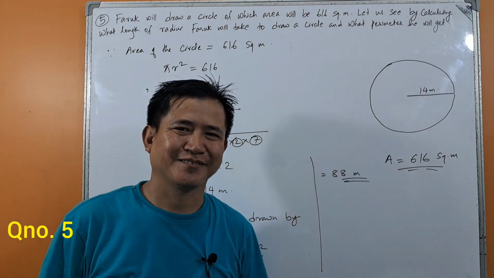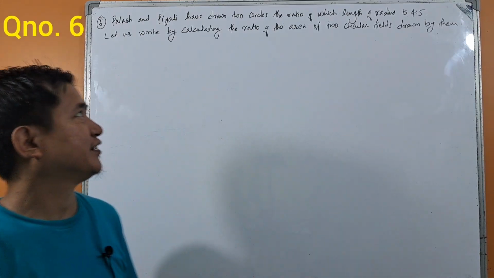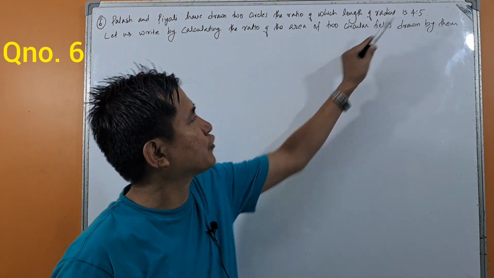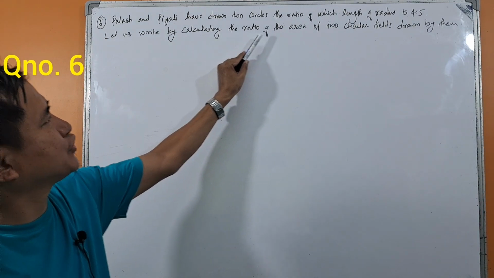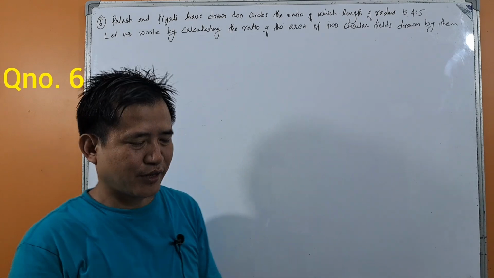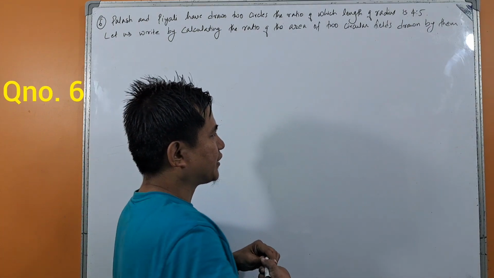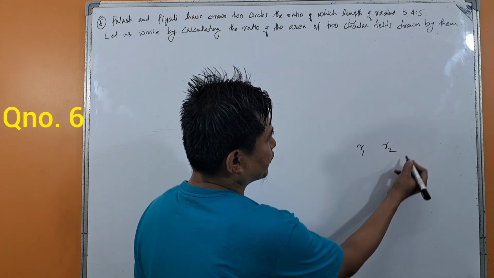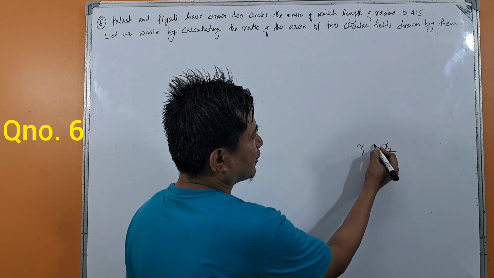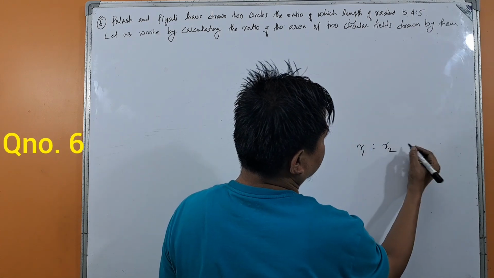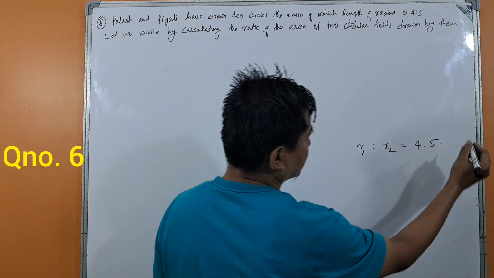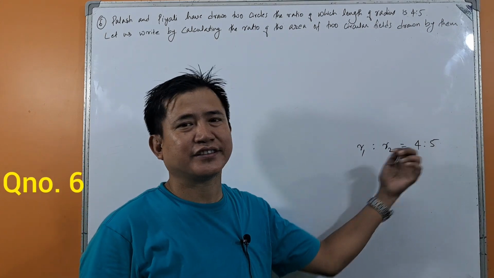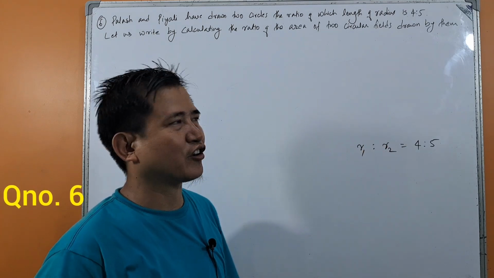Question number 6. Palas and Piali have drawn two circles. The ratio of the lengths of their radii is 4:5. Let us write by calculating the ratio of the areas of the two circular fields drawn by them. So let us understand this question. Let us assume the radius of one circle is r1 and the radius of the other circle is r2. The ratio of the radii is given to us, that is 4:5. So this indicates that one circle is smaller and the other is bigger, because the radii are not equal.